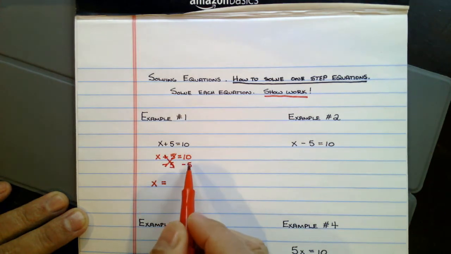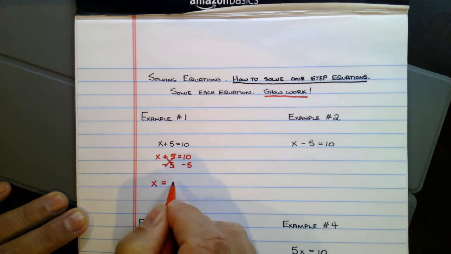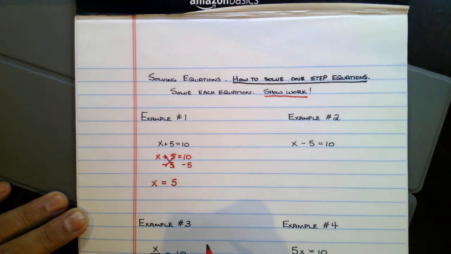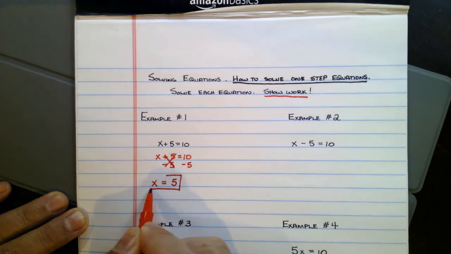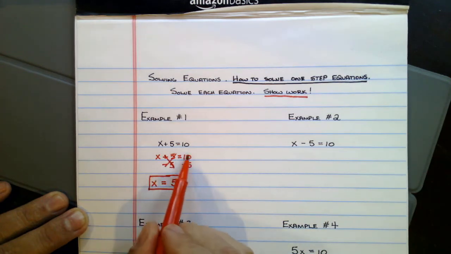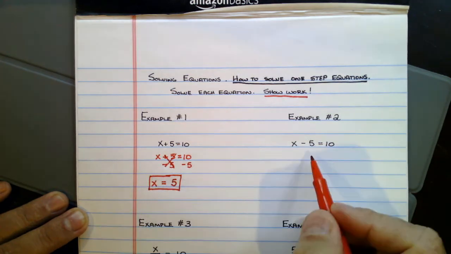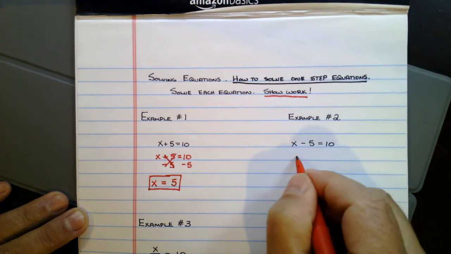I combine these together. The signs are different. If the signs are different, I subtract, take the sign of the larger number. Positive 5. I circle it, put a box around it, underline it. There's my answer, and here's my work that I need to see. Example number 2. So write down example number 2. I write down the problem.